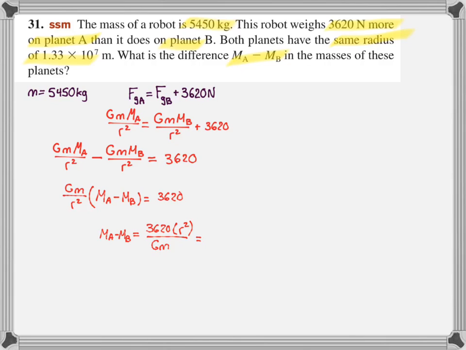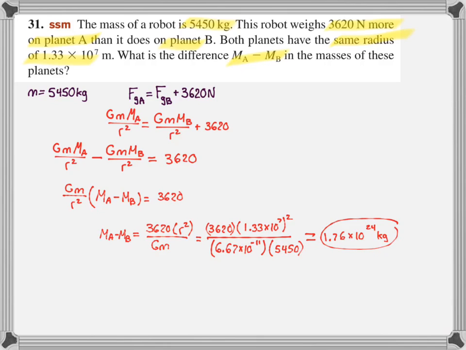So I get mass of planet A minus mass of planet B is 3,720 times r squared over G times the mass of the robot. Then I can actually now plug in the actual values I know, since everything's there. And assuming we plug it into our calculator correctly, we should get 1.76 times 10 to the 24 kilograms.